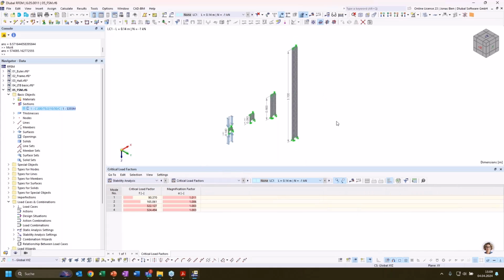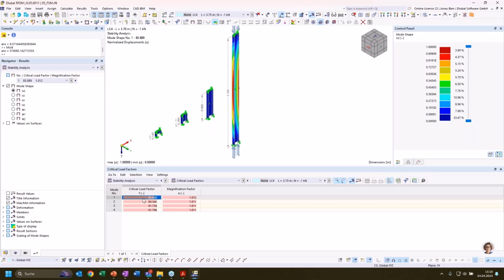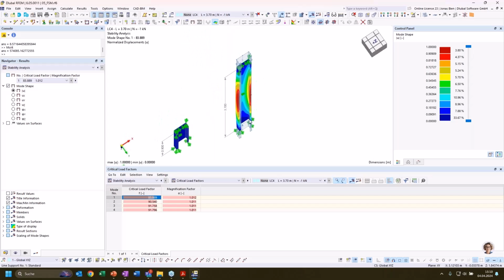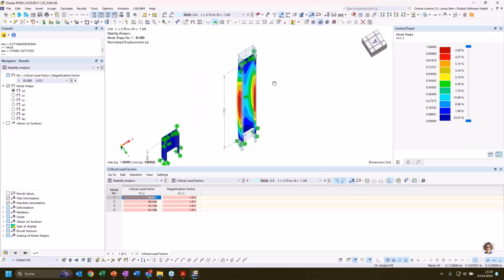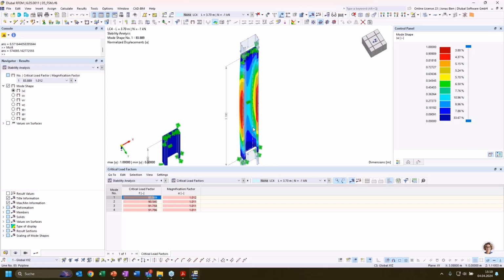Now in this case, I have performed a stability analysis of the shell model. And if we look at the results of the longest segment here, with this 3.7 meter long C section, I have the first critical load factor at 84 kilonewton, and I can see that the mode shape resembles flexural torsional buckling in this case. So in this case, I don't see any local buckling of the different cross-sectional elements, but the whole section is deforming at midspan.